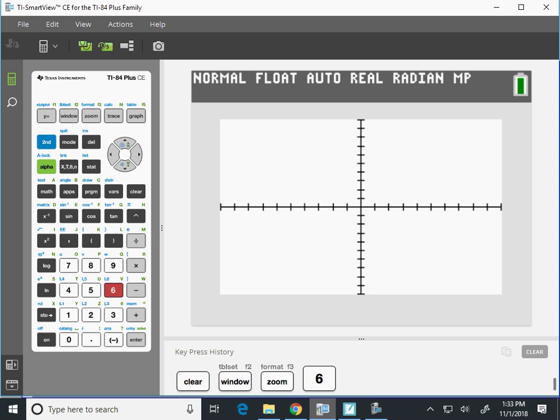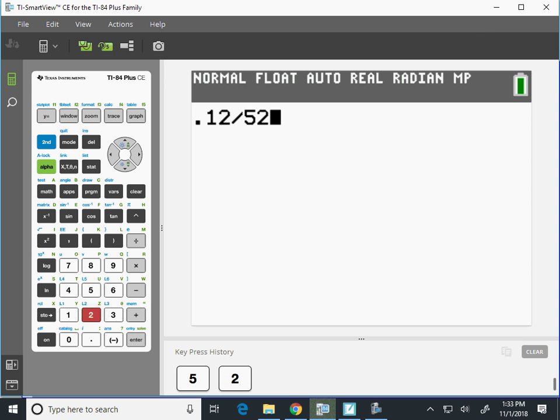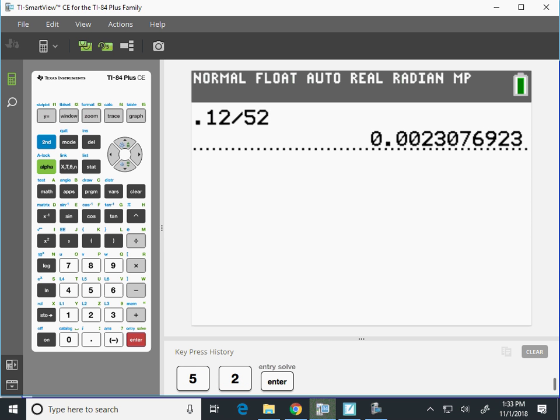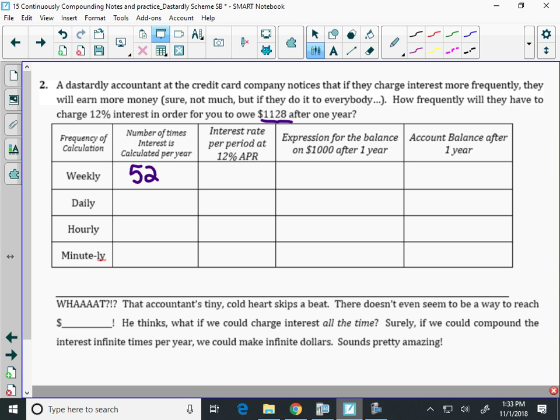I don't even remember. Let's see, 0.12 divided by 52. That's kind of yucky. So why don't we leave this as a fraction when we put this in our table? So we'll just do 0.12 over 52. That's going to be our interest rate.